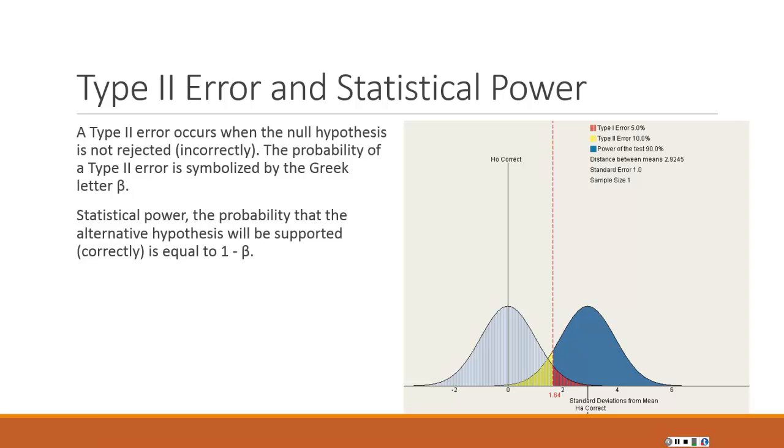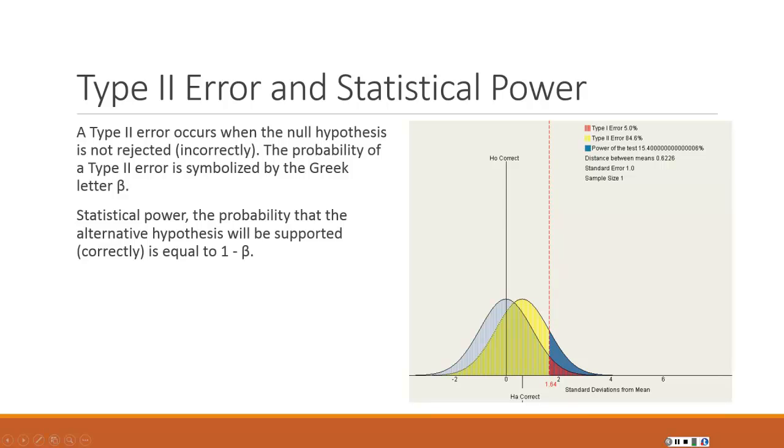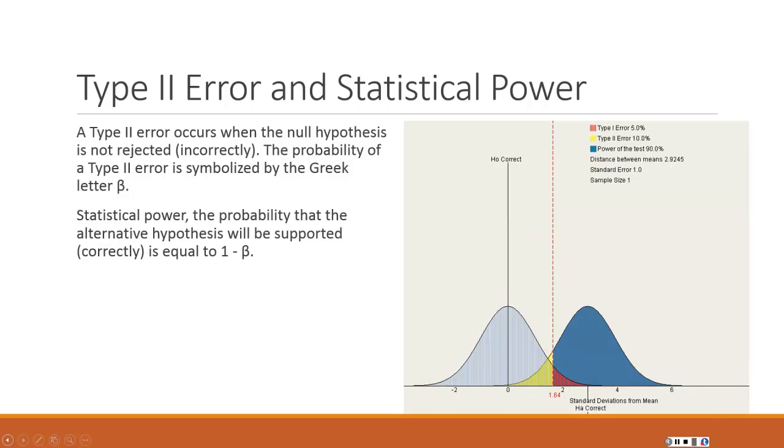Don't worry about the calculation of these, especially not with the normal distribution yet. I showed you how to do it in the previous video with the binomial distribution. And then the power of the test is 90%, or just 1 minus the yellow, so anywhere from here up we would reject H0.